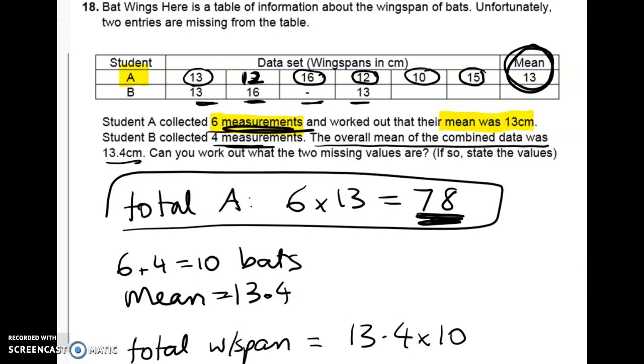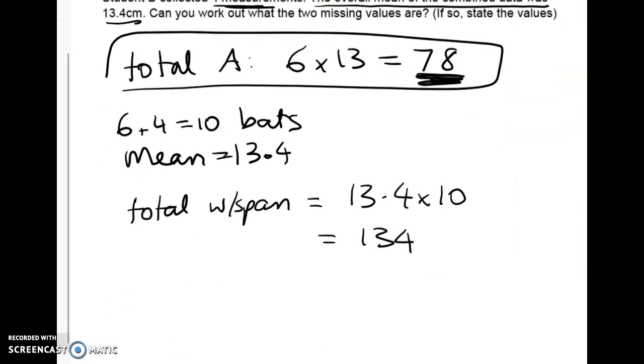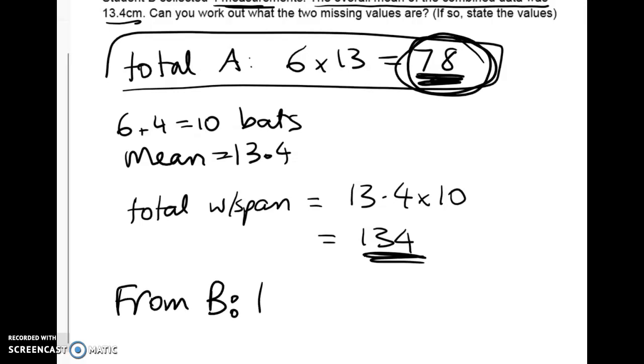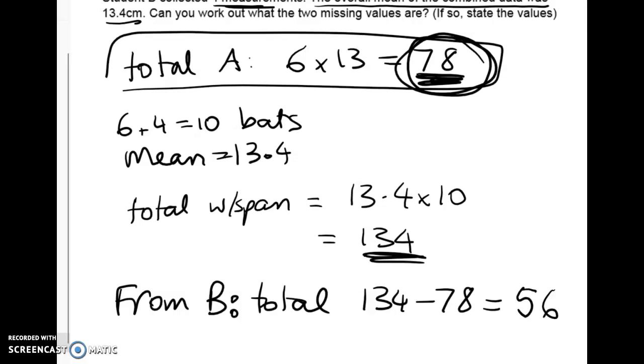Okay, how are we going to get the last bit? Well, we know the total wingspan altogether must be 134, but we know that from student A, the wingspan was 78. So from B, we must have a total of 134 minus 78, which is 134 take away 80 plus 2, which is 56.